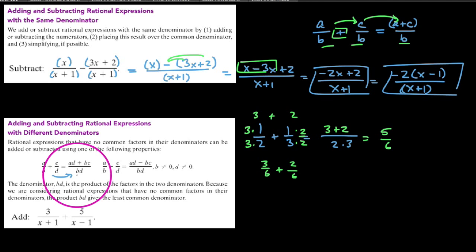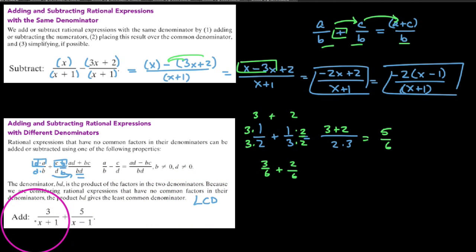You'll notice essentially what this says is that the product of the two denominators is a very good common denominator between the two. And you'll notice what we get on the top here is AD plus BC. The way that we're getting this is by taking everything over here, the top and the bottom, times D. So here's our AD. We take everything over here times B over B, and that's where we're getting the BC on top, with the common denominator being BD. So the denominator BD is the product of the factors in the two denominators. Because we're considering rational expressions that have no common factors in their denominators, the product BD gives the least common denominator, the LCD.